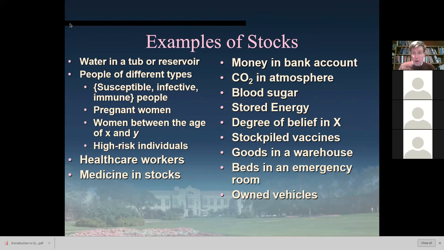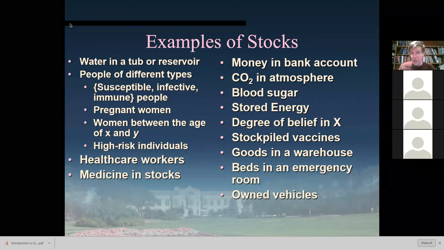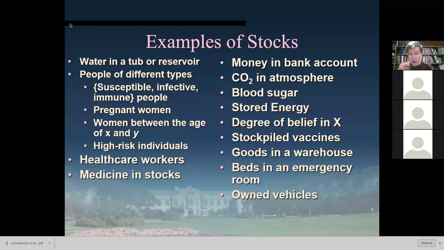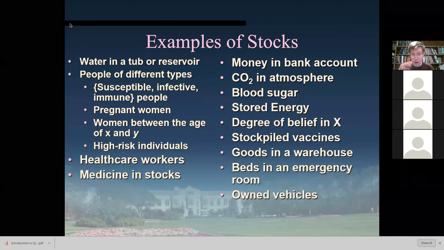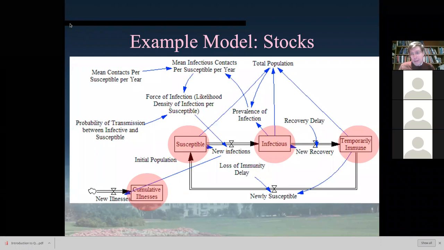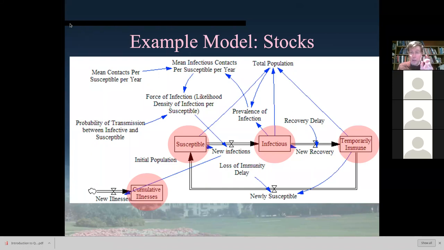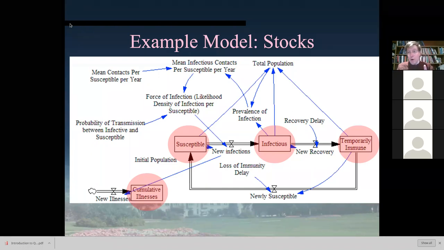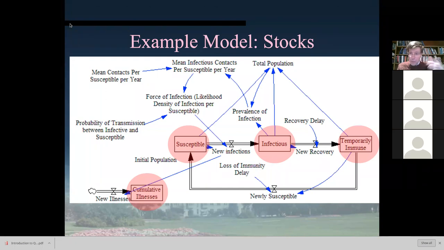And they're familiar to us. They're often things we can point at, you know, the beds in the emergency room that are filled by patients right now. In a stock and flow diagram, as is the type of diagram we build for quantitative system dynamics, stocks are indicated with these boxes, these rectangles. They're sometimes called levels or sometimes called state variables. Different subcommunities have different ways of referring to them.